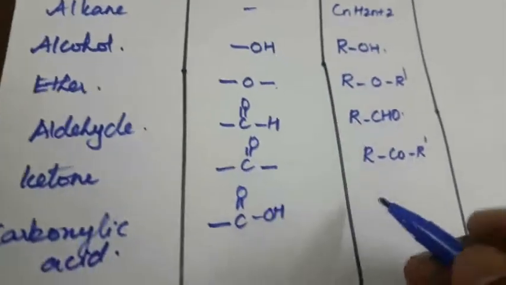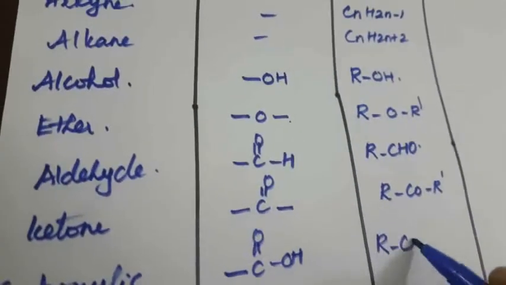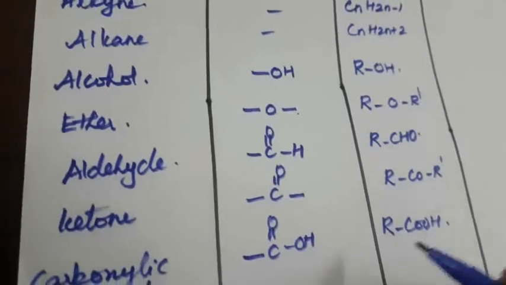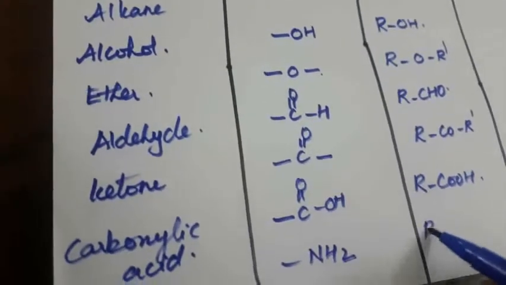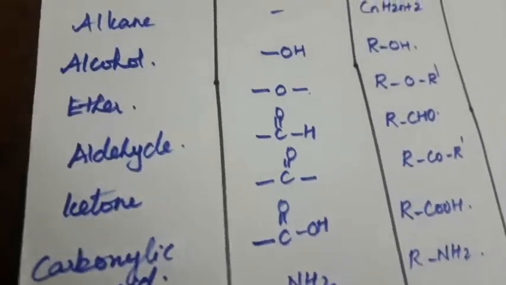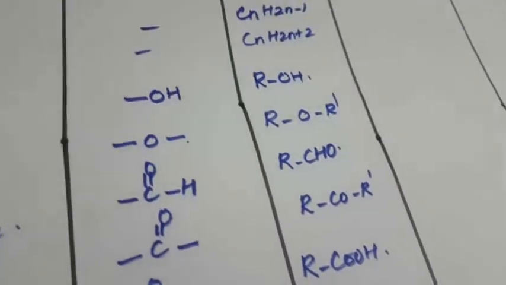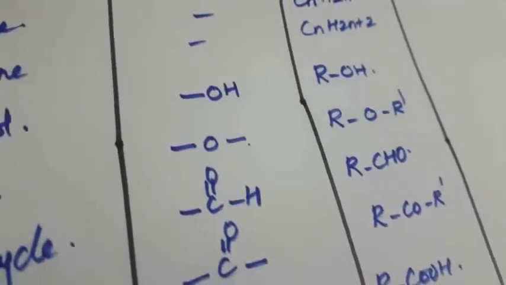Next one is carboxylic acid. How to write that one? C double bond O, OH. The general representation is R-COOH. Next one is amine. NH2. So how to write? R-NH2. Okay, that's all. That is enough for now. Afterwards you can learn the other functional groups.